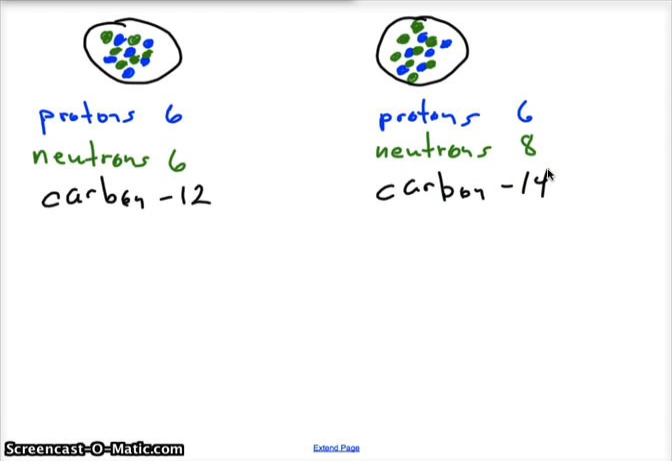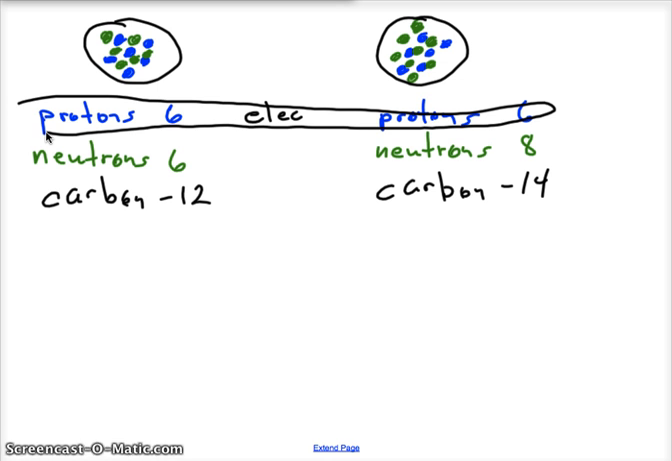Now, they are both carbon. In every sense of the word, they are carbon. They both would normally have 6 electrons. The number of protons and the number of electrons are what determine the chemical properties. So protons and electrons determine chemical properties. And so in every way, they are going to behave as carbon in any kind of chemical reaction. They are different in the fact that they have different numbers of neutrons. That makes their masses different.